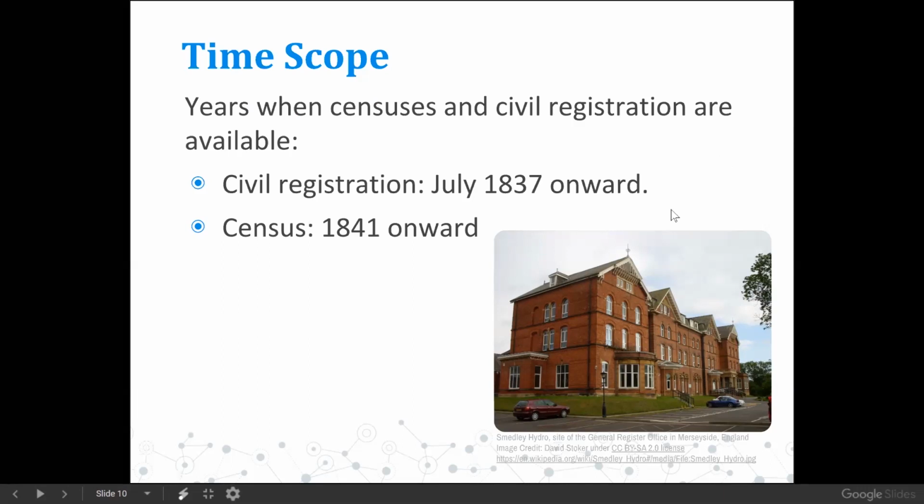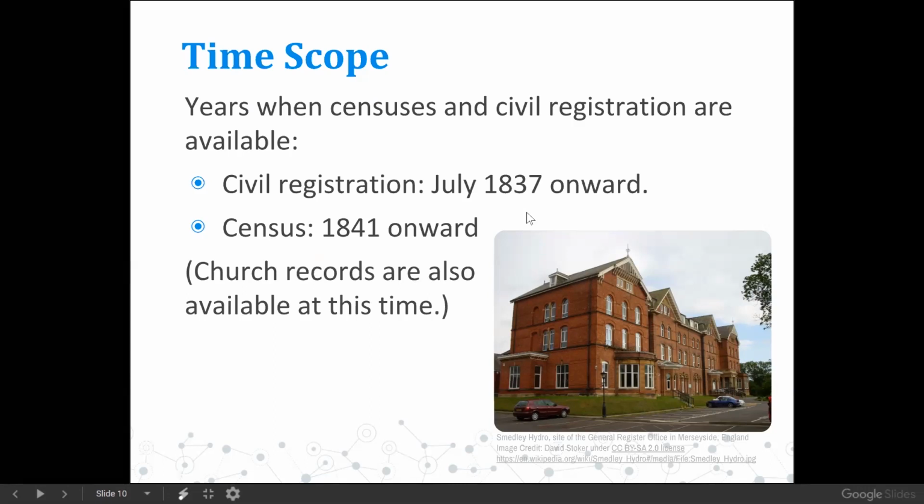And you might be saying, well, why would you do that? The main reason is that in England, what I've discovered at least, is that research when civil registration and censuses are available is very different than research before that time. Because before that time, you mostly have to rely on church records and also some wills and things like that. But civil registration and census, these two types of records are really a game changer for family history. Now, of course, church records are also available at this time, so we'll be taking advantage of all these records.